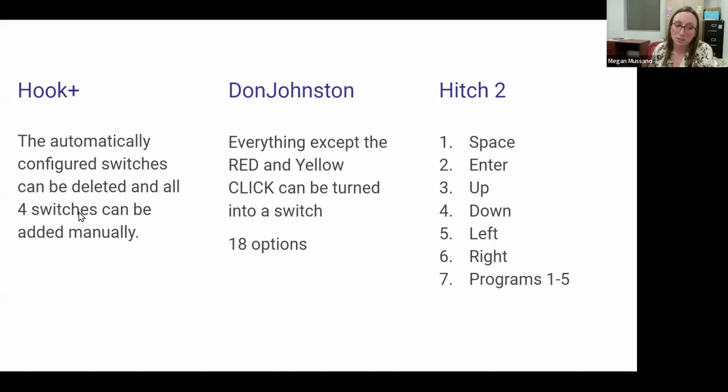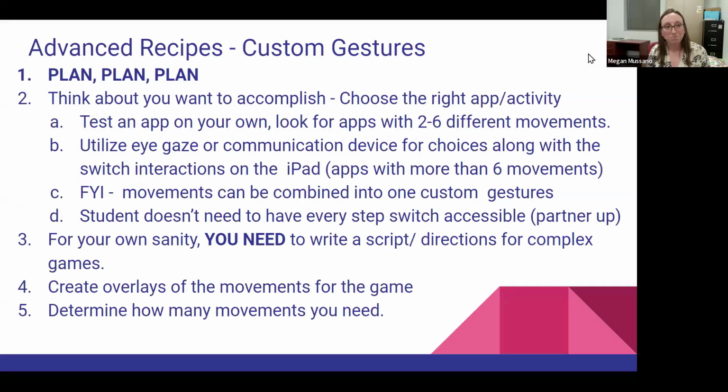The Hook Plus, it's just listed again. The 4 switches can be added manually. The Don Johnson, everything is programmable on the Don Johnson except the red and yellow click. So the up, down, left, right, enter, space, enter, tab, shift, tab, backspace, 1, 2, 3, 0, and function 3, F5, F7, F8. All of those. So everything except the red and yellow click can be turned into an actual iPad function. And on the Hitch, it says on the green level, it's the space and the enter, and on the orange level, it's the up, down, and left and right. So those are your options of what you can use to program.